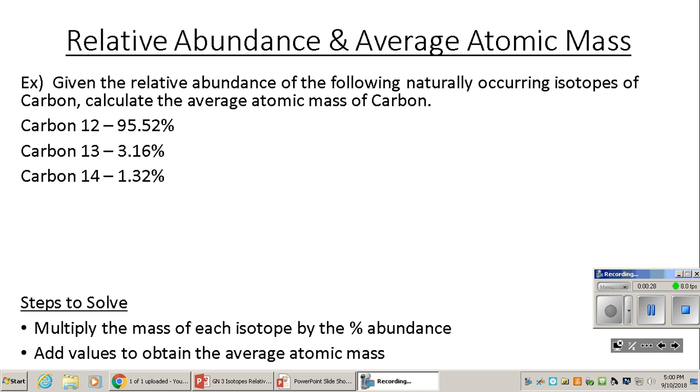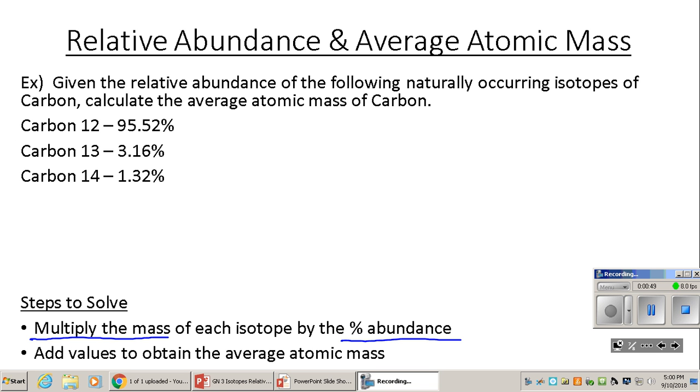Each of your semesters counts a different percentage. So you can't just add the three numbers together and divide by 3 because they don't all count the same. Well, that's the same for a relative abundance or an average atomic mass. So the way that you will solve these problems is you will actually do the steps that are involved. You're going to multiply the mass of each of the isotopes by the percent abundance.